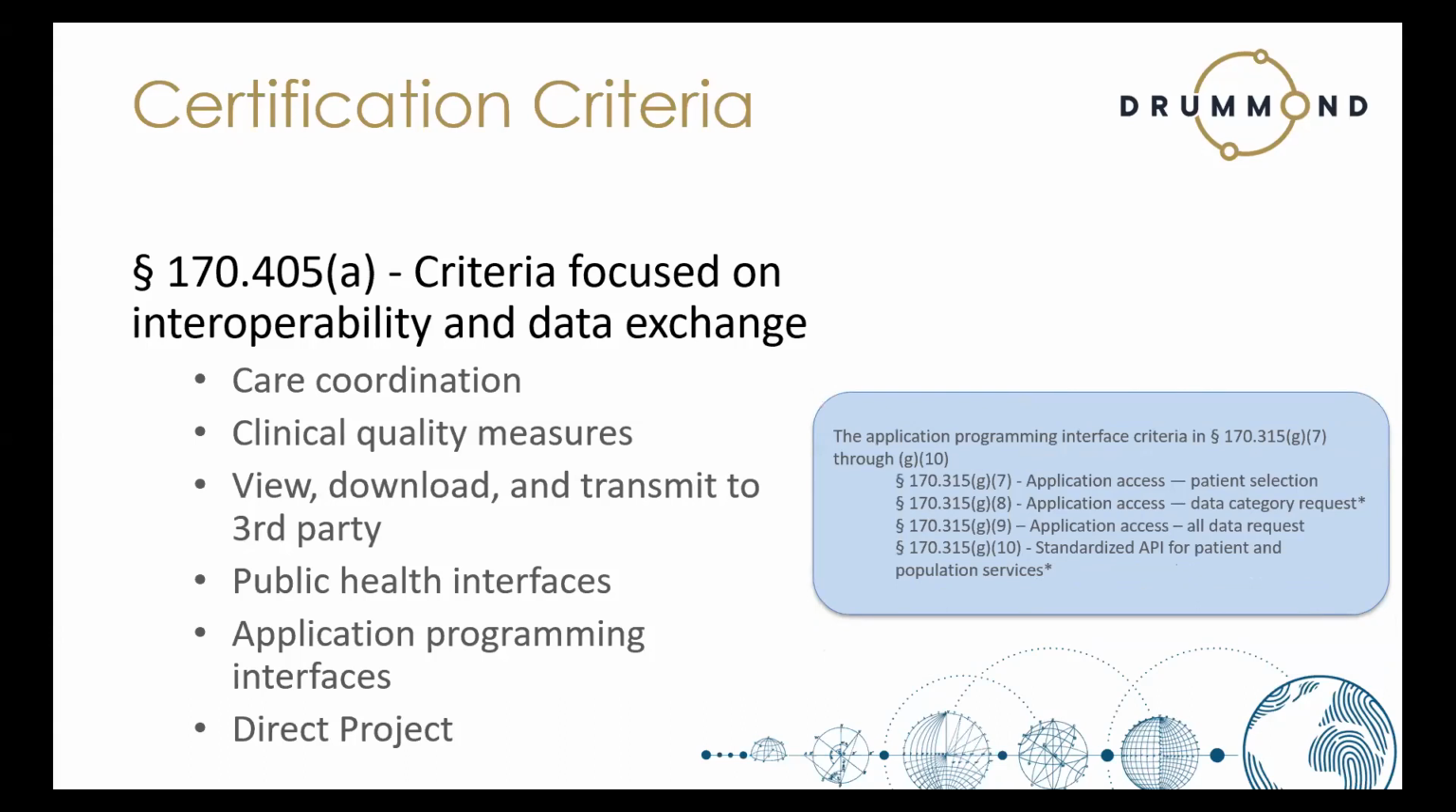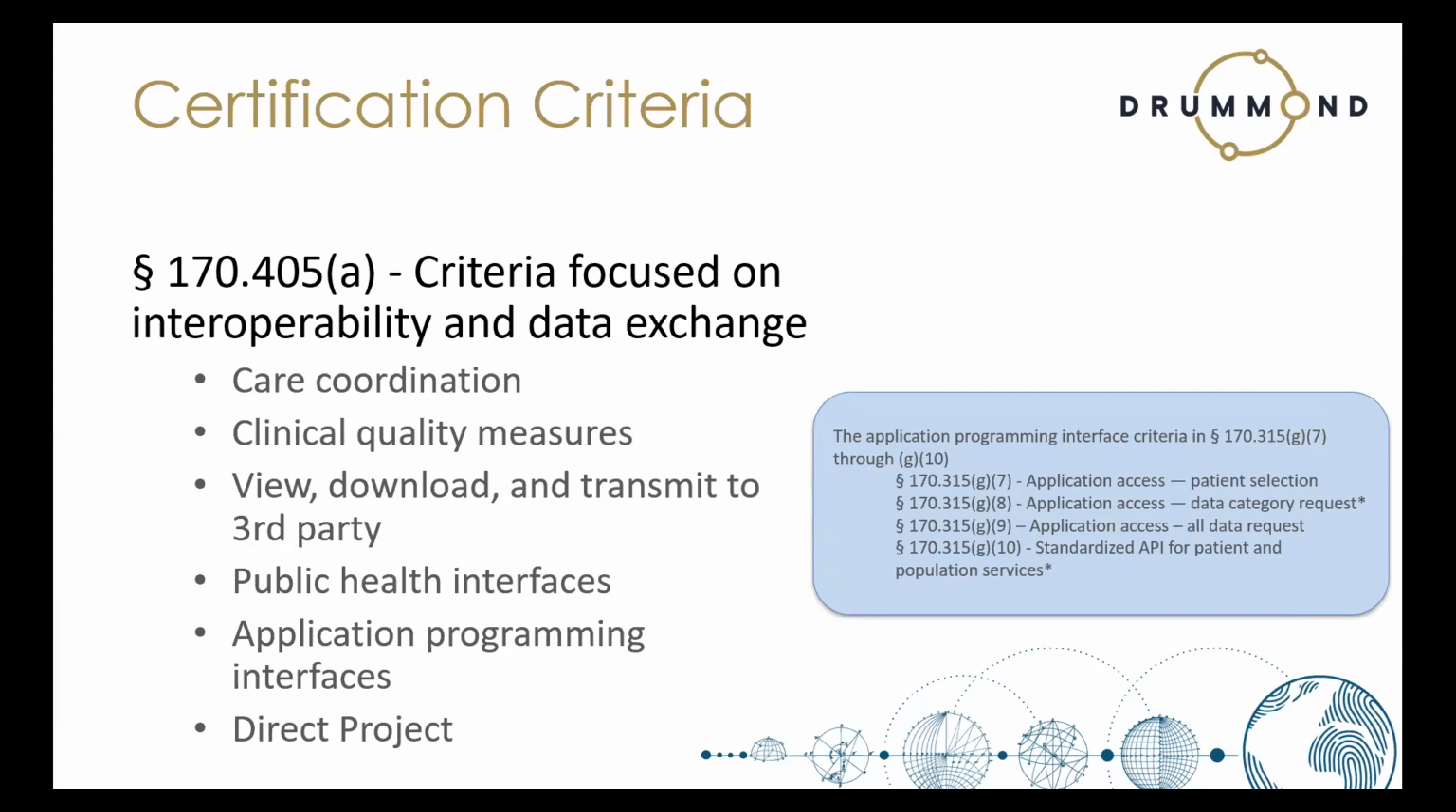So the asterisk there signifies that for the application access data category request criteria, you have 24 months from the final rule publication date to migrate to supporting G10 within the API criteria. It's much like in care coordination at the top there, where the data category request is replaced by standard EHI export, which replaces data export within 36 months of the final rule. So the API update is within 2 years of the final rule.